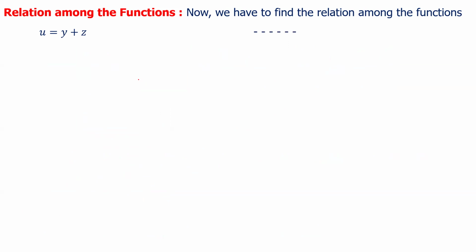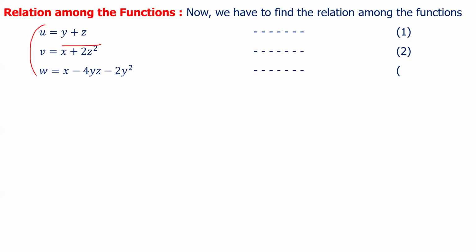So u is equal to y plus z, v is given by x plus 2z square, and w is given by x minus 4yz minus 2y square. So now we have to establish the relation between u, v, w. So how to do it? Just look here. If we subtract w from v, what will happen?